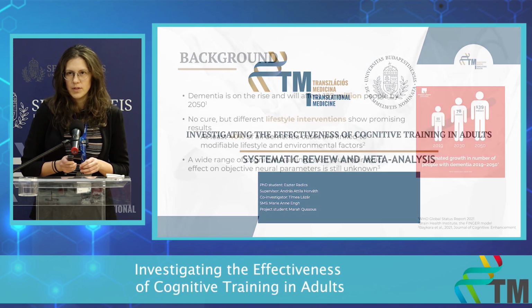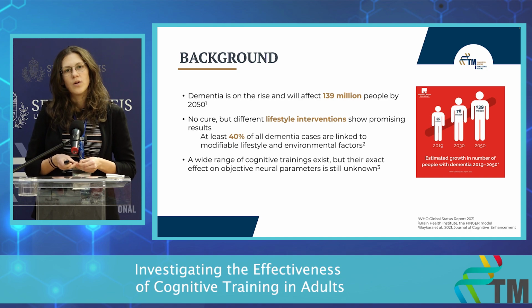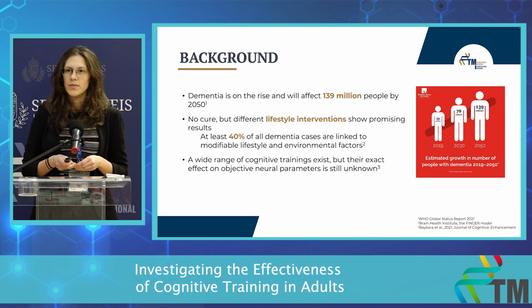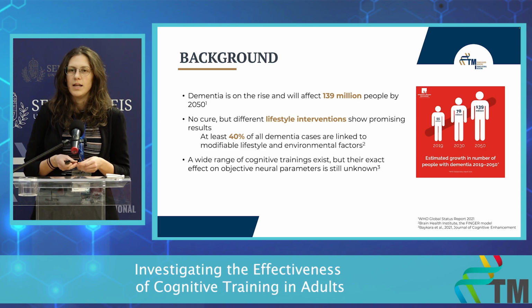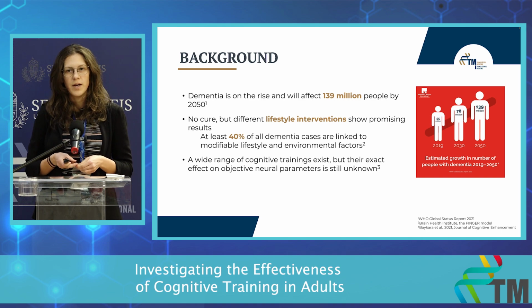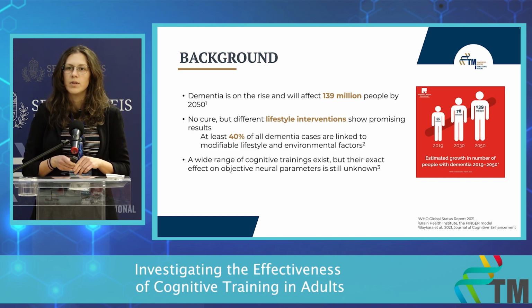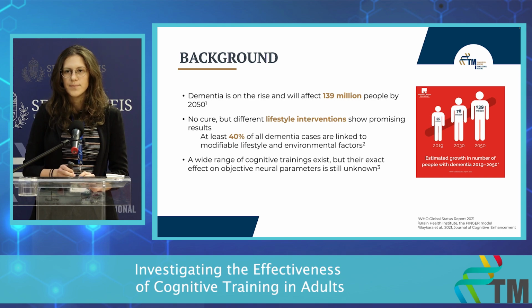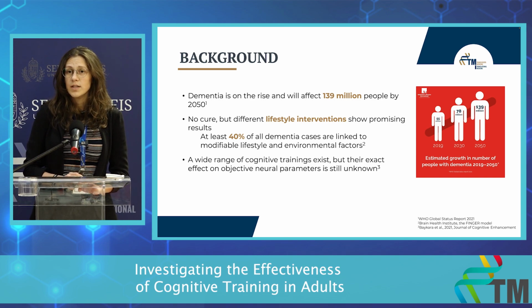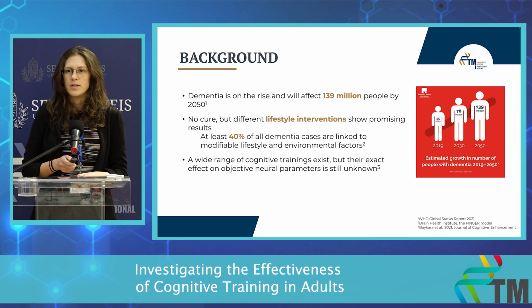So about the first project. As you may know, dementia is on the rise and it will affect 139 million people by 2050. And there is no cure yet, but different lifestyle interventions show really promising results. A recent study found that at least 40% of all dementia cases are linked to modifiable lifestyle and environmental factors. A wide range of cognitive trainings exist, but their exact effect on objective neural parameters is still unknown.